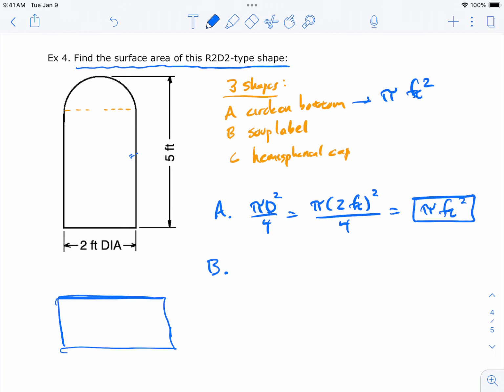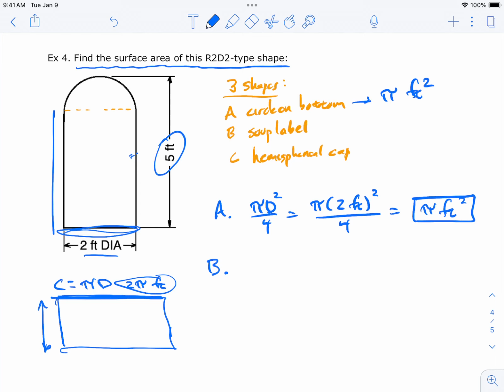This would be the circumference of the circle, right? Because you need to wrap around the circle. So this would be the circumference. You could say 2 pi r, or you could say pi times d. Maybe I'll say c equals pi times d, where d is 2 feet, so it's 2 pi, and that would be feet. That's that dimension. And now we need this dimension, basically how tall is this soup label.